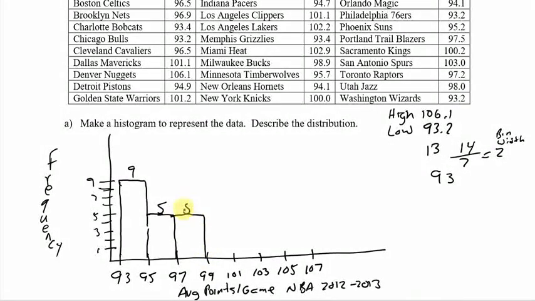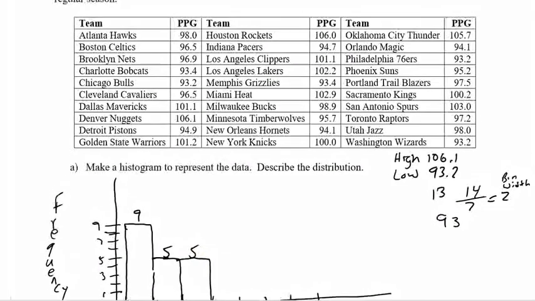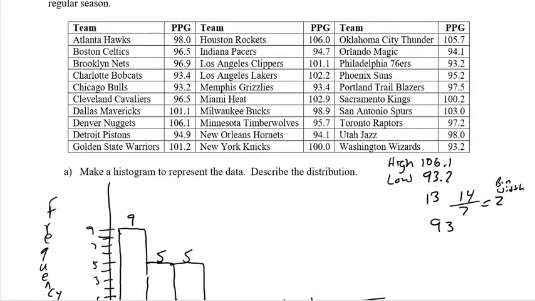Okay. 99 to 101. Let's see. 99, nothing there. 99 to 101, there's 1. 99 to 101, there's 2.